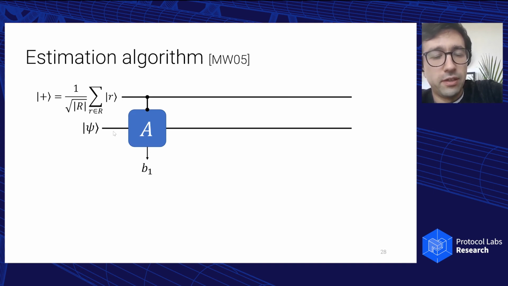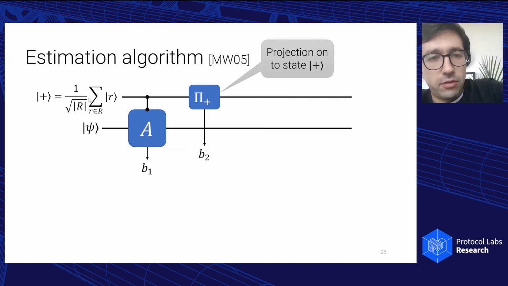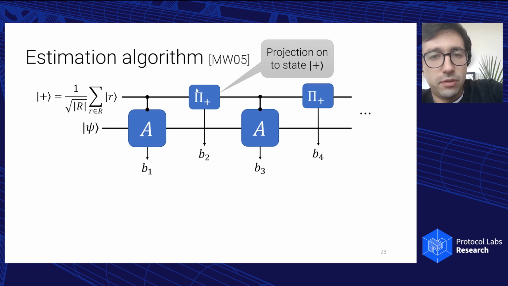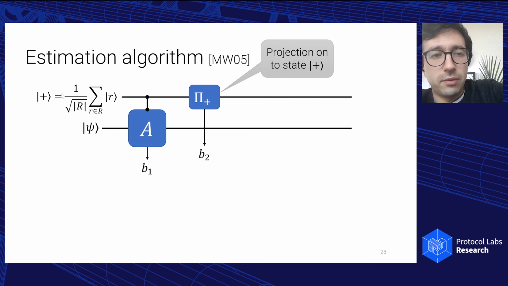And so this bit B is going to be in the superposition of all of the executions of the algorithm over all possible choices of R. And then it will be measured to give a single bit. Then what you do is you apply a measurement which checks whether this wire is in this state plus.